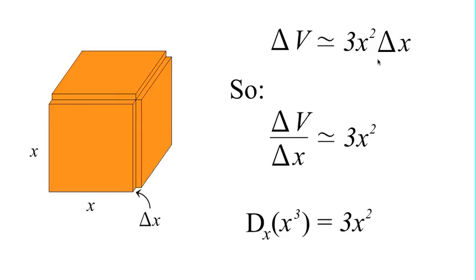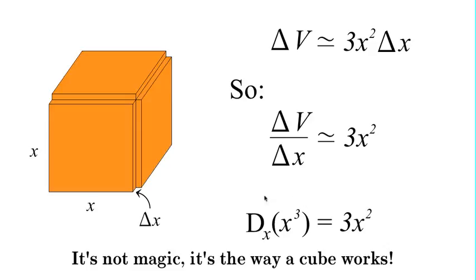So because this is pretty much 3x squared delta x, the average rate of change is 3x squared, and that means the derivative is 3x squared. The derivative of x cubed is 3x squared. And again, it's because that's the way a cube works. It's not magic. That's the way a cube works. When you expand the side by a little bit, the effect of that is you get three big pieces. They each have side x squared. The derivative of x cubed is 3x squared.